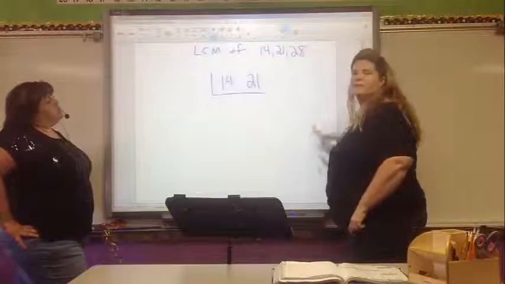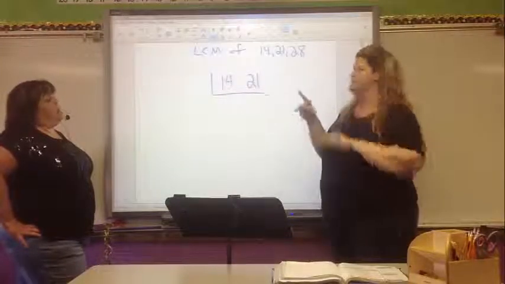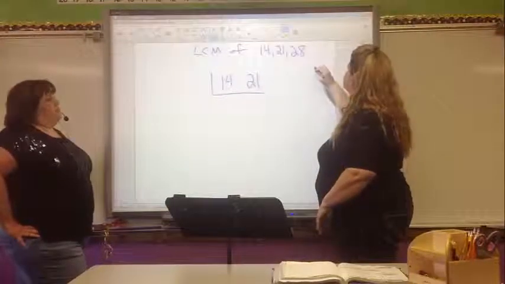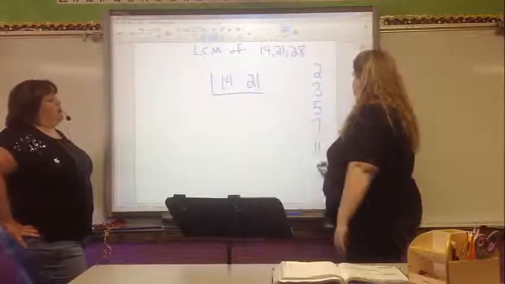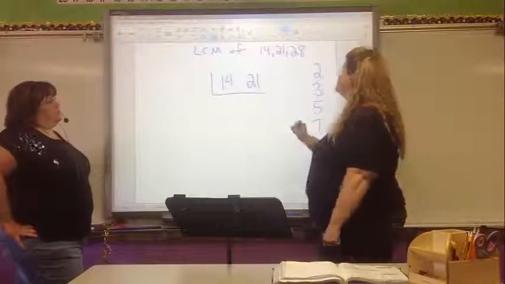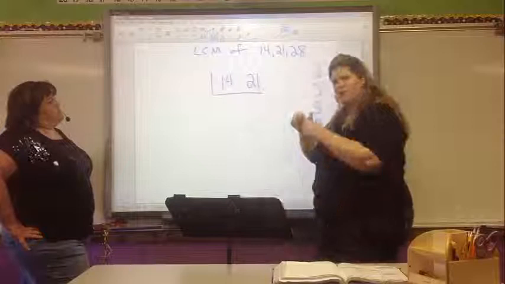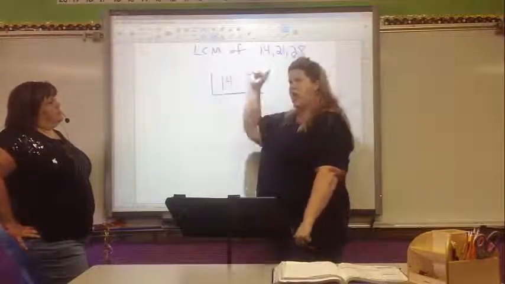What do I need going along the side? I need to put my prime numbers. My list is going to start with 2, 3, 5, 7, 11, 13. If you have a huge number, you might get down here. So the first thing I'm going to look at, remember, go in order: can 2 knock on the door? 14, yay!